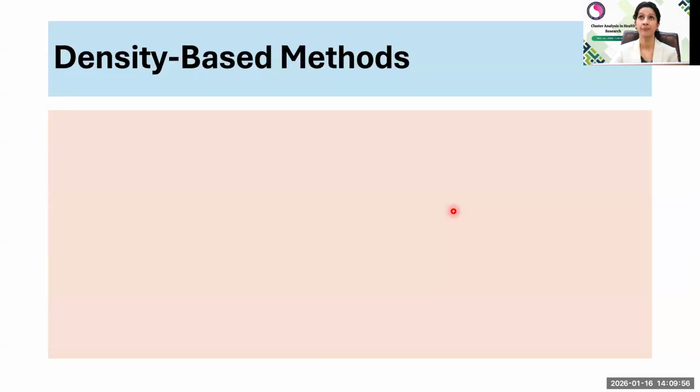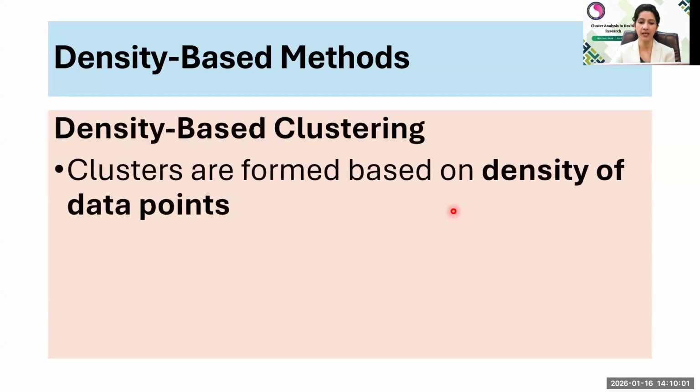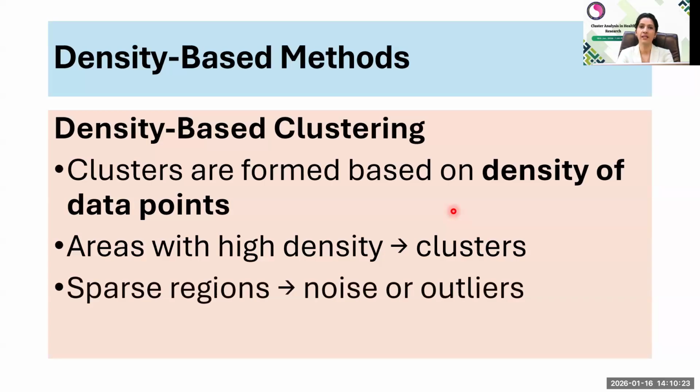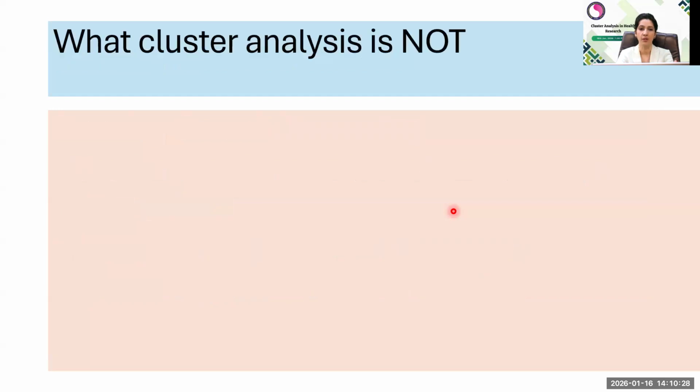Third is the density-based methods. In density-based methods, like I said, the clusters are formed on the density, and we know density is mass by area. It is more than one dimension, it is three or four dimensions, and that's why it tells you the density. So wherever there are areas of high density, it forms the cluster, and where there are sparse regions, those are the outliers or the noise.